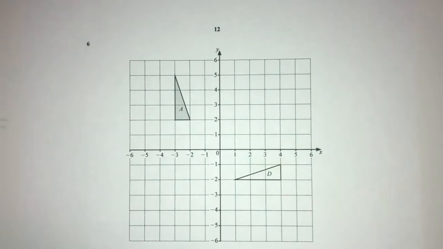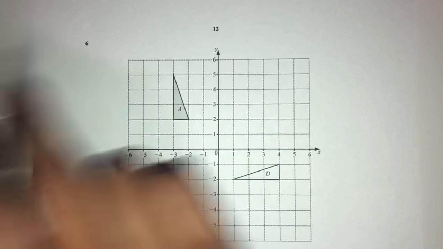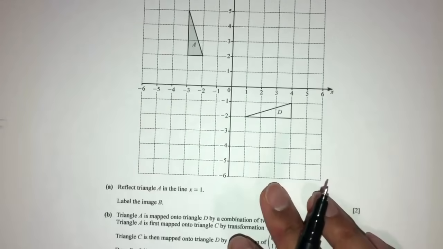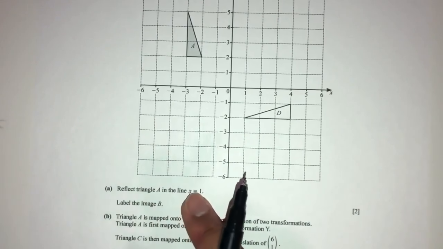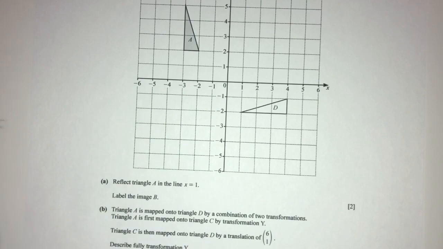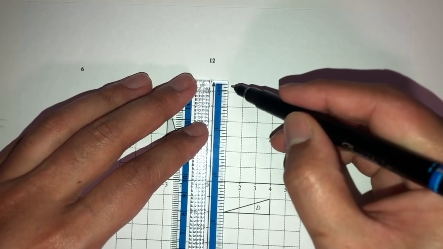Now let's move on to question number 6. So what do we have over here? So here we have a graph with two triangles, A and D. Okay, now we have to first reflect triangle A in the line of x equal to 1. So first let's draw the line. The line is x equal to 1. It is a vertical line right here.